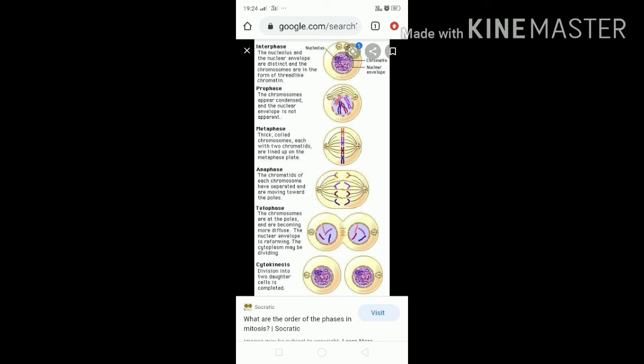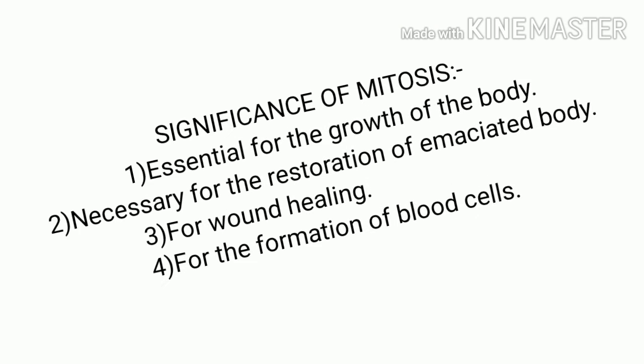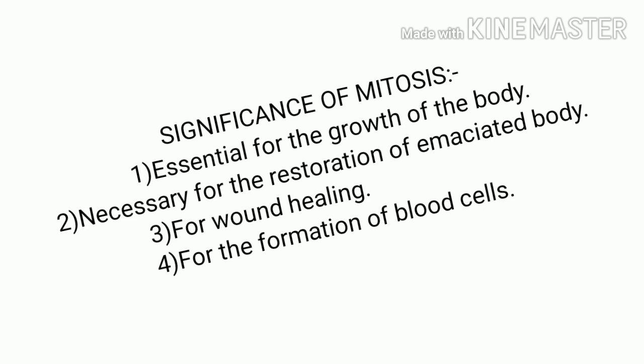In animal cells, a notch is formed at the equatorial plane of the cell, which deepens gradually, and thereby two new cells are formed. In plant cells, a cell plate is formed exactly along the midline of the cell. Significance of mitosis: first, essential for the growth of the body; second, necessary for restoration of an emaciated body; third, for wound healing; and fourth, for the formation of blood cells, etc.